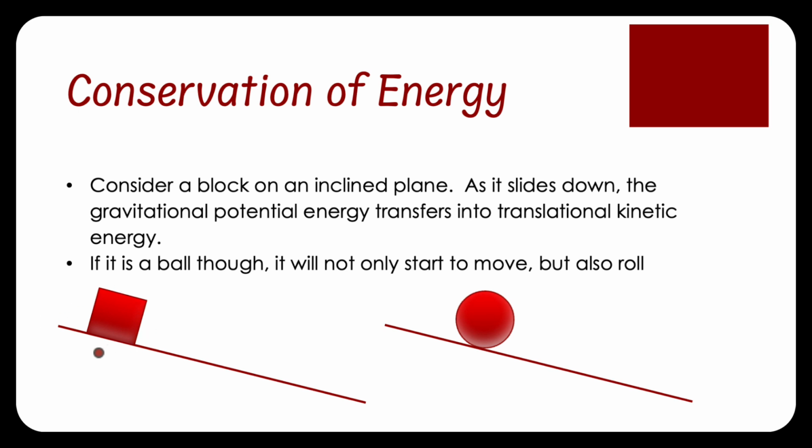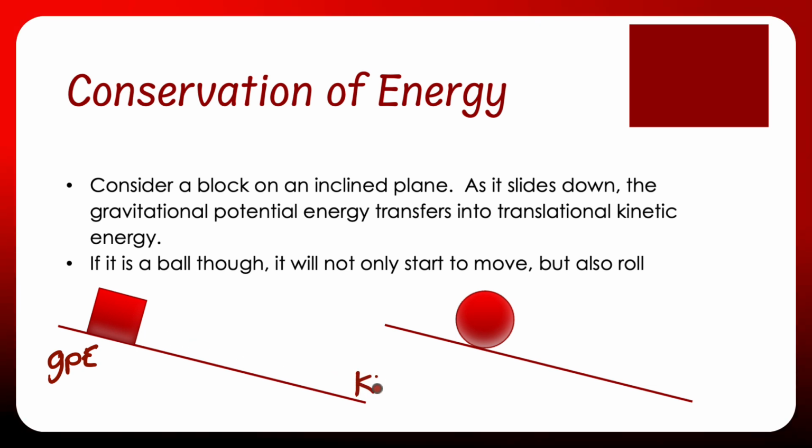If I have a box, we would have our box sliding down our inclined plane. And at the top here, we had gravitational potential energy. And then it would be transferring all of that into kinetic energy at the bottom.